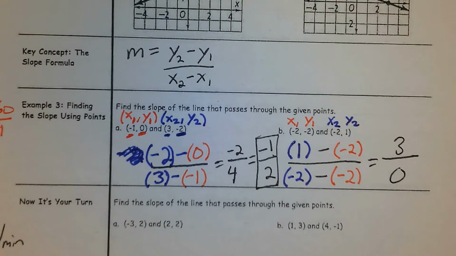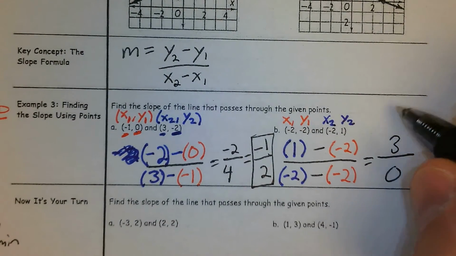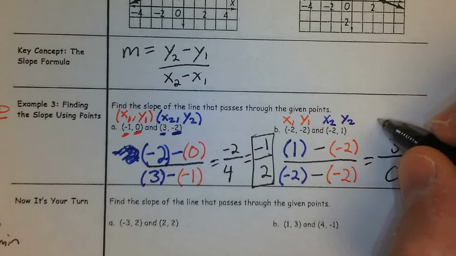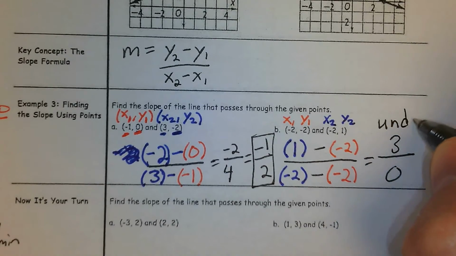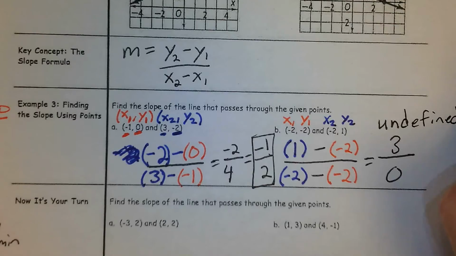You can't divide by 0. Right? We cannot divide by 0. It is impossible to divide by 0. So then, therefore, this is actually going to be what we call undefined. And we'll talk about what that means here in a second.